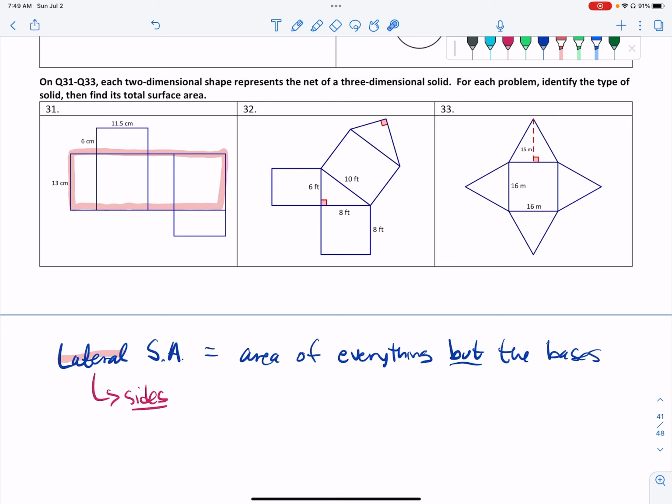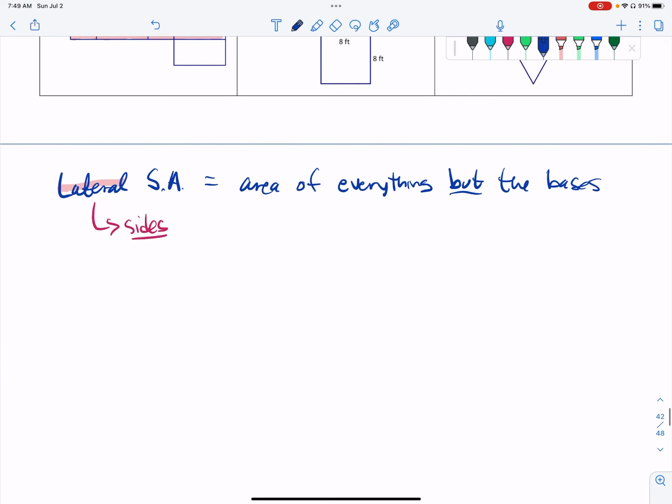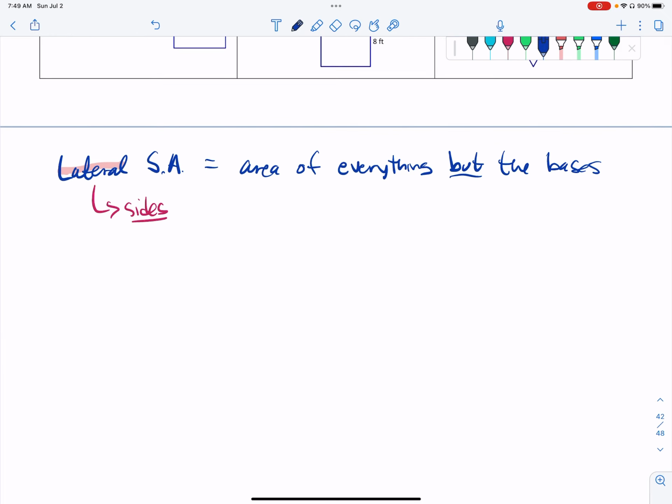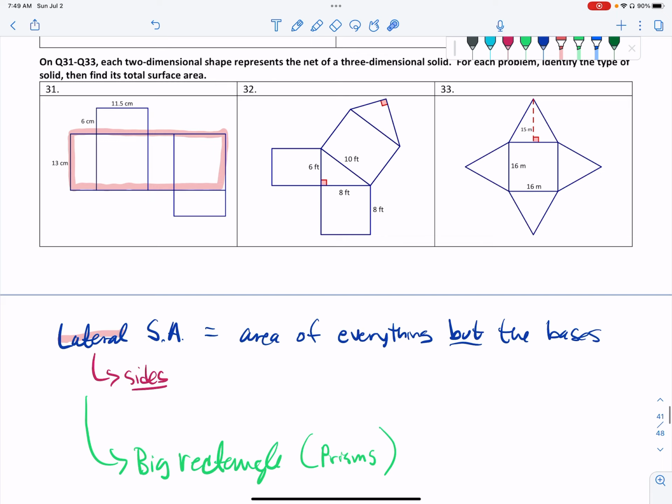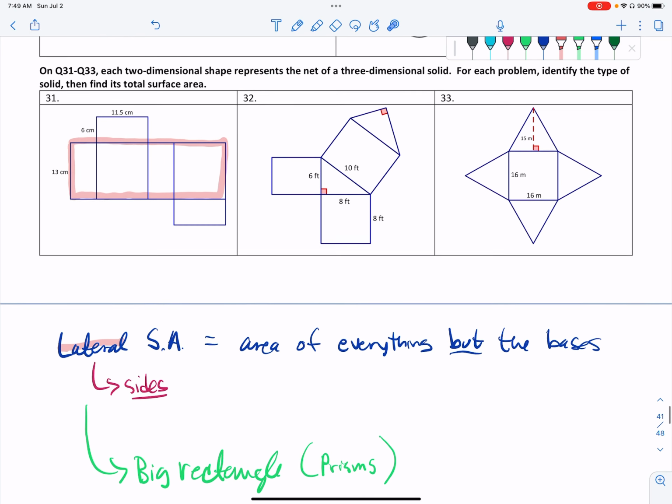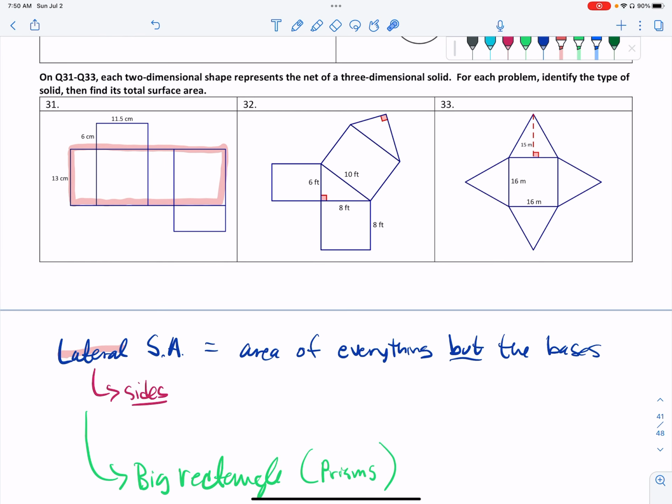And I need to find the area of the rectangle, and I'd be done. The area of a rectangle, so let me make some sort of note here. It's a big rectangle. And specifically, this is only for prisms. We don't have to do the lateral surface area formula for pyramids yet, not until honors geometry. But for the purposes of this assignment, it's just the prisms.